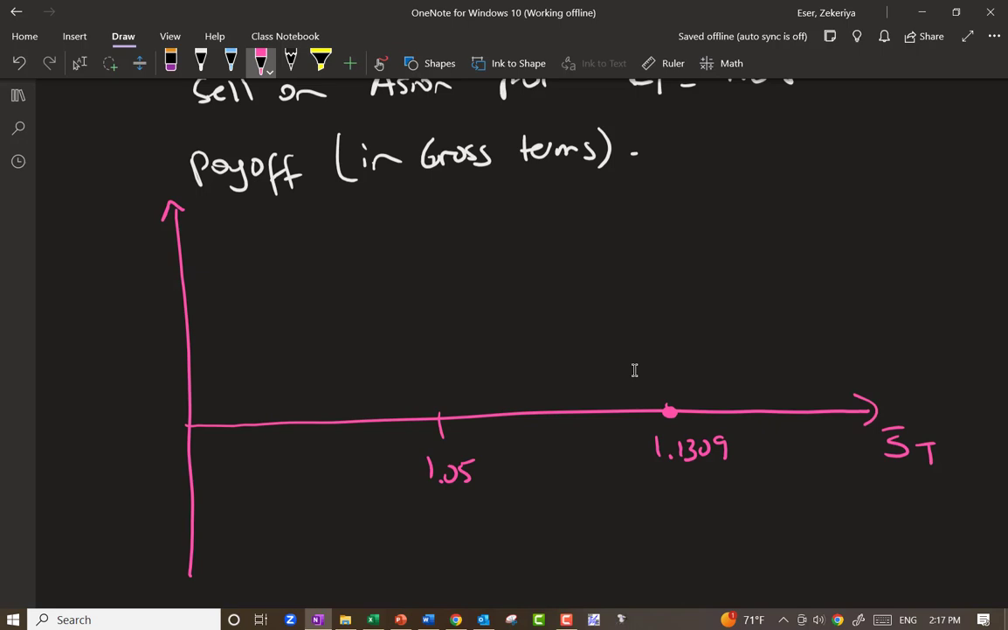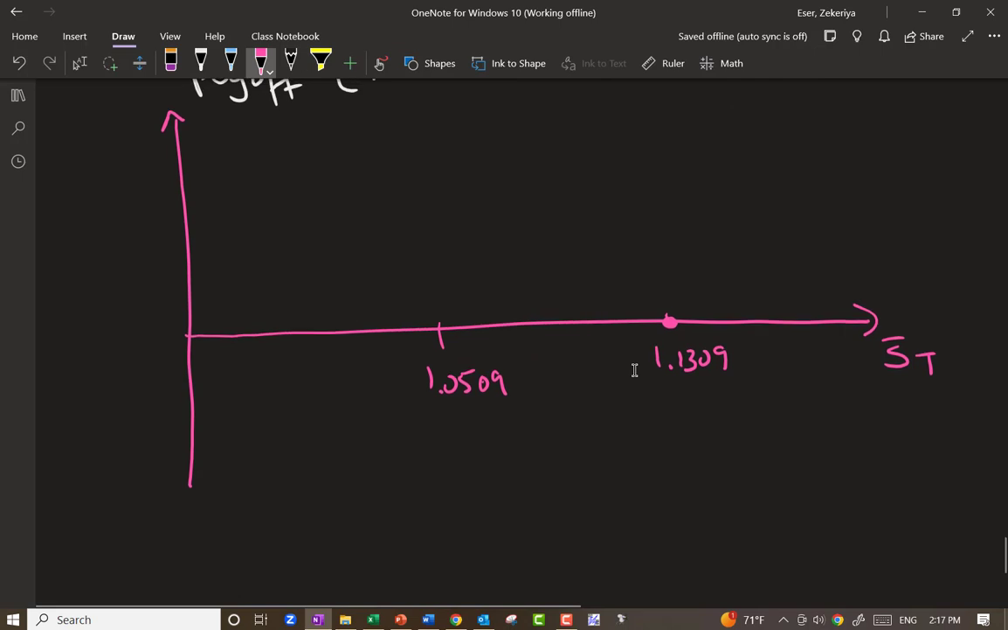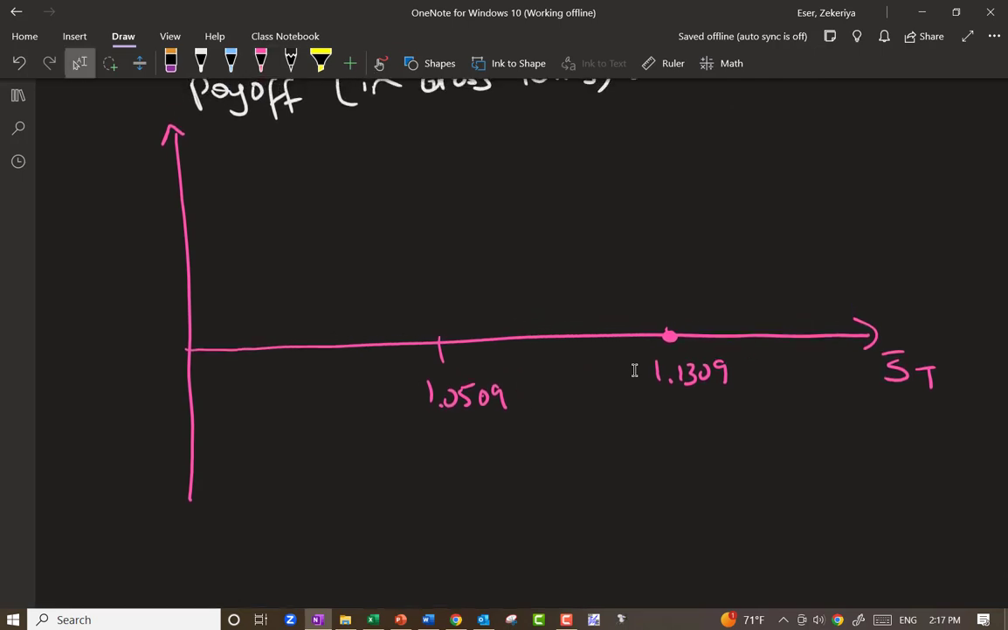Now, I'm going to make this 1.0509 to make arithmetic easier. So we have basically three cases, okay? The average exchange rate could end up being above 1.1309, below 1.0509, and somewhere in between. So let's think about it.